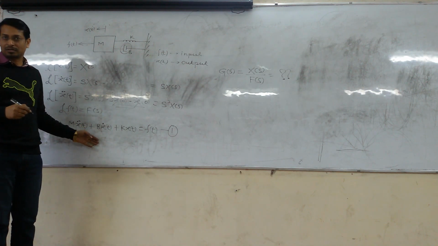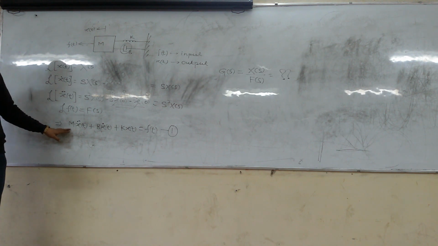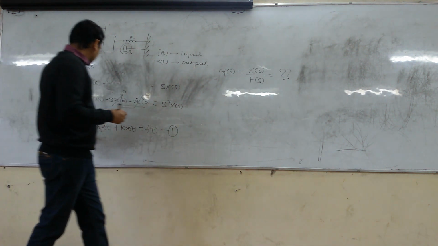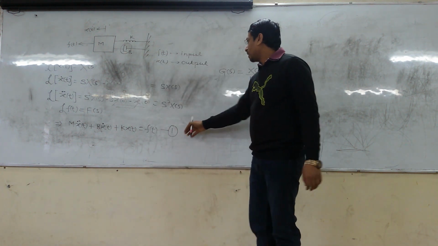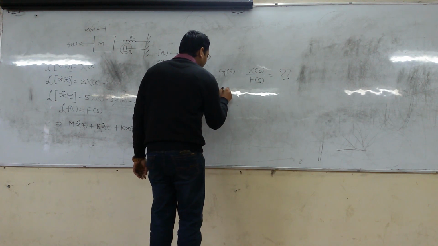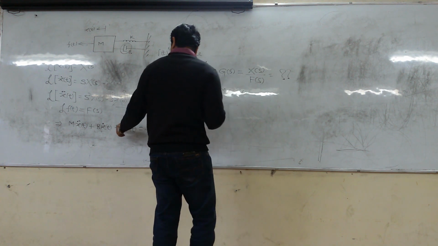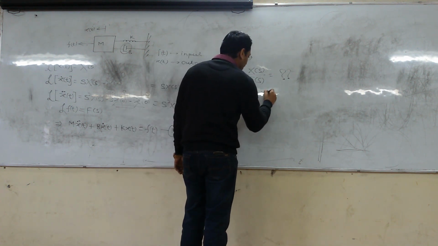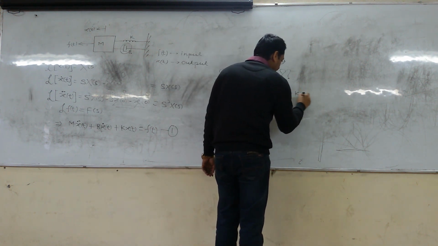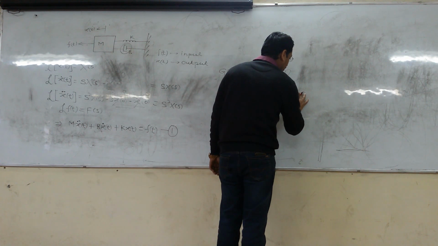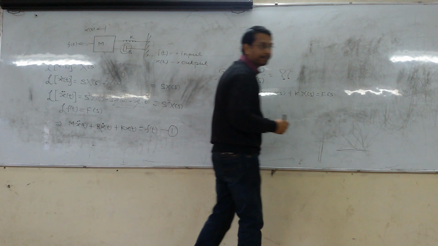Find it out because this is very simple. Okay, let us see. So when you perform the Laplace transform to this equation, what will you get? You will get capital M s square X(s) plus B s X(s) plus K, sorry, not small, capital X(s), will be equal to F(s). Correct?